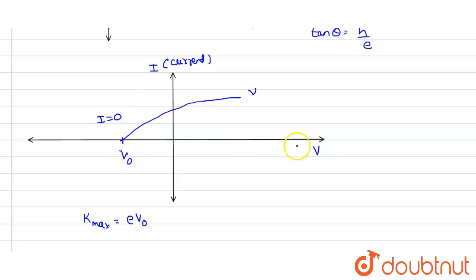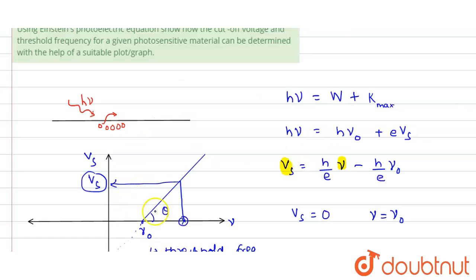So from the current versus voltage graph we can get the value of the stopping potential, and from the other graph also we can get the value of the stopping potential corresponding to any frequency. So hope you understood the solution.